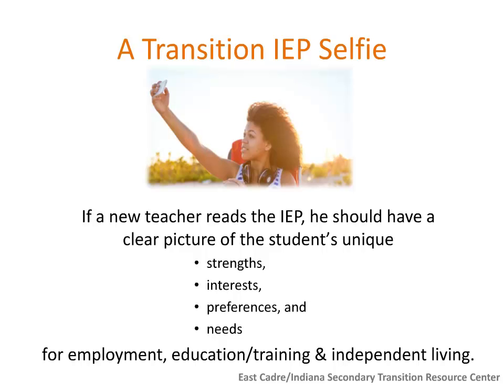If a new teacher reads an IEP which you have written, he should have a clear picture of the student's unique strengths, interests, preferences, and needs for all 3 post-secondary goal areas: employment, education and training, and independent living. IDEA and Article 7 require that the Transition Assessment Summary include a summary of the student's strengths, interests, preferences, and needs for employment, education and training, and independent living, if applicable, in each Transition IEP. This information is assessed and summarized each year.